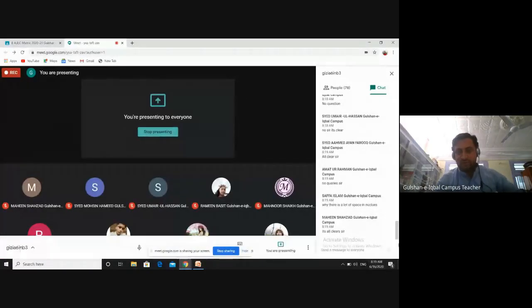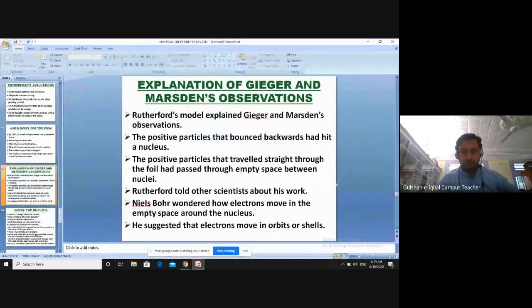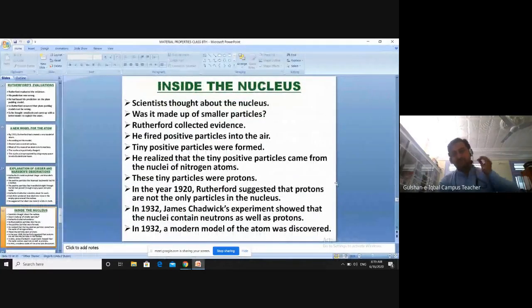Now let's move to the next topic. What is present inside the nucleus? We have studied a little bit about the J.J. Thomson plum pudding model, the Rutherford model, and Nagaoka's model. Lots of models have been discussed, and the nucleus was discovered by the model presented by Rutherford. The scientists then thought about whether the nucleus was made up of smaller particles or not.